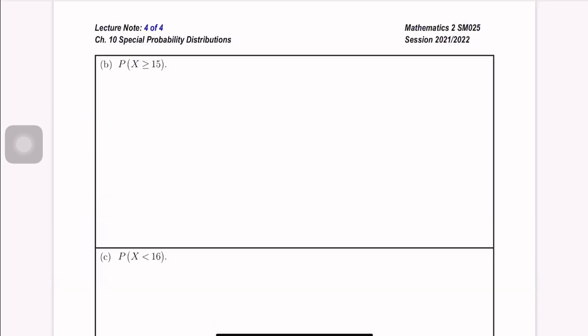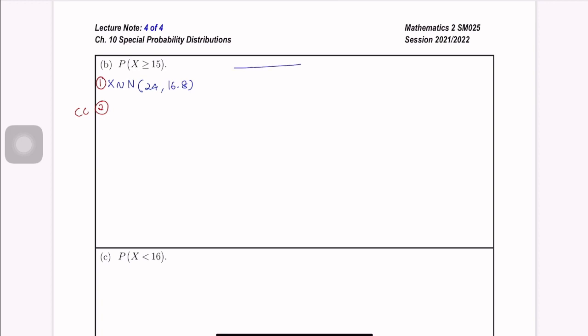Example B, we have probability x greater than 15. Since we want to find the normal distribution, we have x normally distributed with mean 24, variance 16.8. Please refer to the first example we did just now. So this is our first step, we change it to normal distribution. The second step is to do CC. So here we have probability x greater than 15.